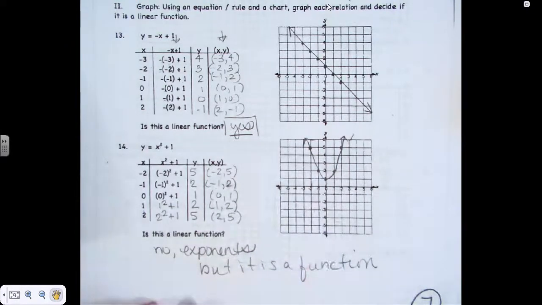Okay, sorry about that mistake on that one. But you probably caught it right here when I did it right there. Okay, turn the page.